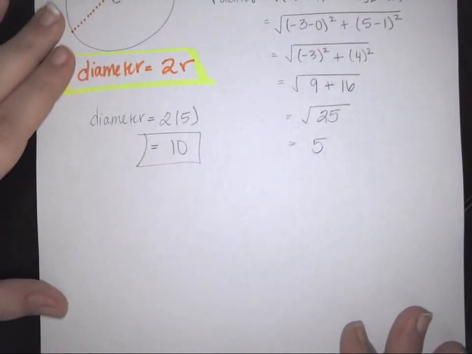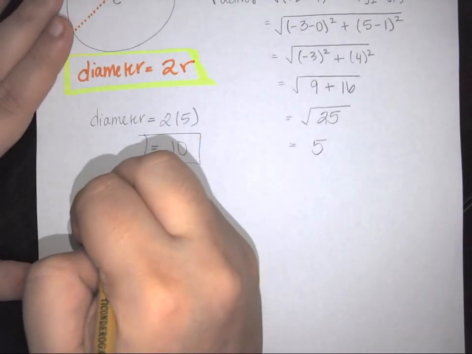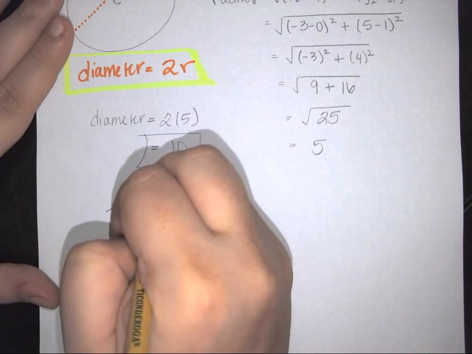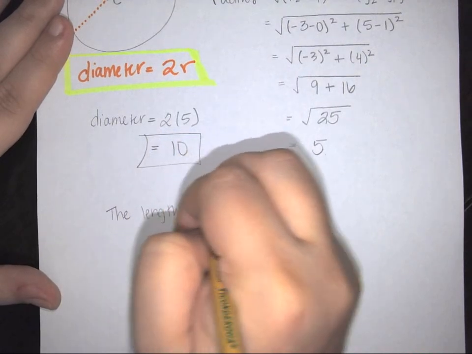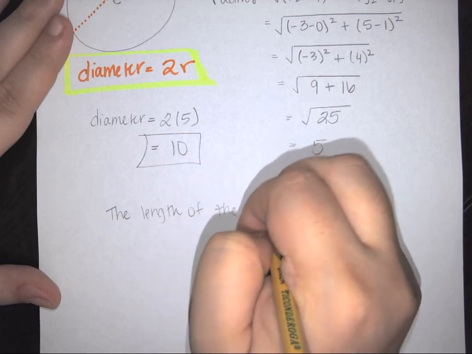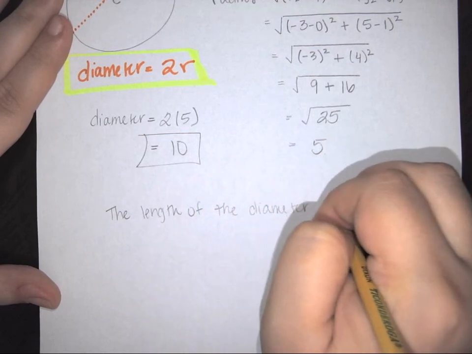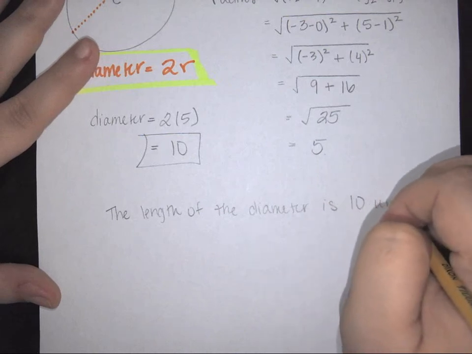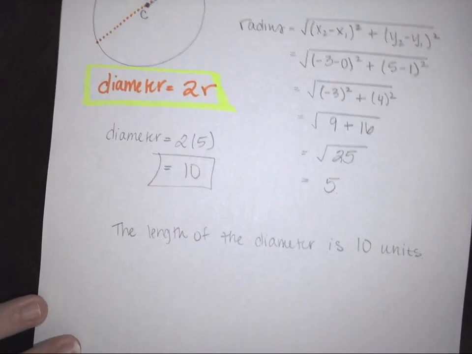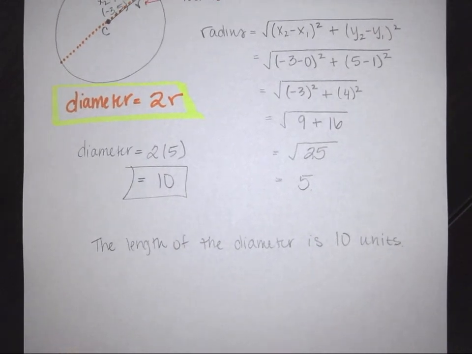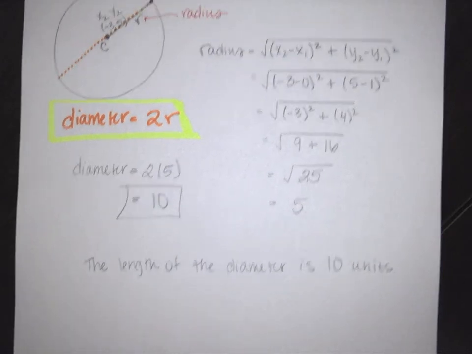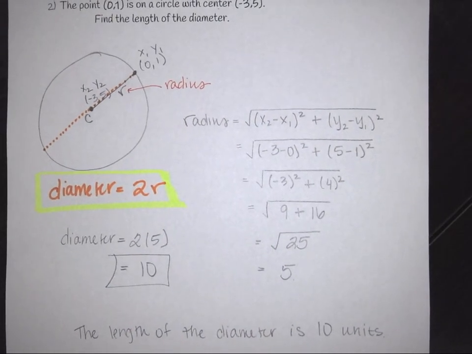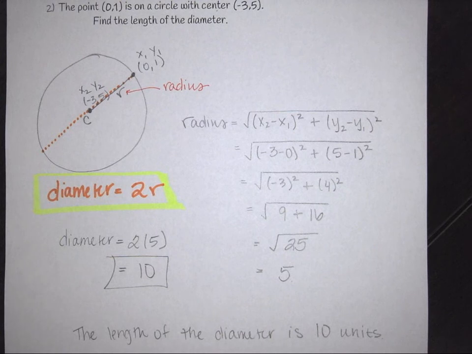If you wanted to be really exact with your problem, you would actually then state that the length of the diameter is 10 units. And we call it units because at no point in the problem did we actually give it a unit measure. So that is everything that would get you started in terms of the distance as it relates to either giving you the coordinate points or having it come from a circle.